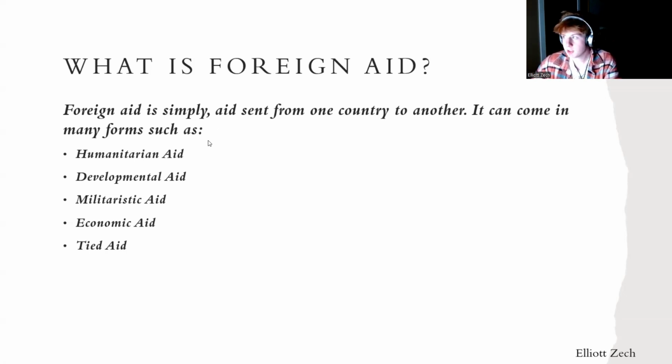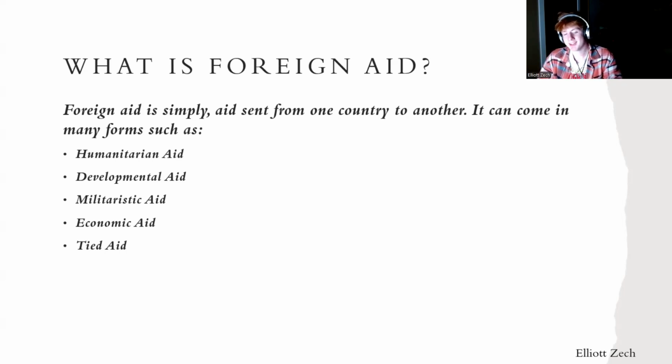Humanitarian aid is aid sent to improve the quality of life in a recipient country, whereas developmental aid is aid meant to improve the infrastructure in the recipient country. Militaristic aid is meant to improve the military in the recipient country. Economic aid is sending money through loans or grants to the recipient country.